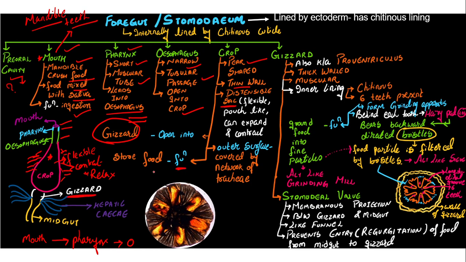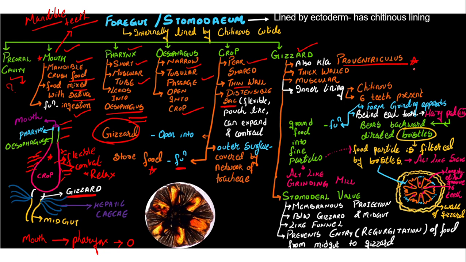Now, what is the function of the crop? This is a NEET question. It is nothing but the storage of food. It is going to store the food, which leads to the gizzard. That is nothing but the last part of the foregut. When we talk about the gizzard, it is also called the proventriculus.